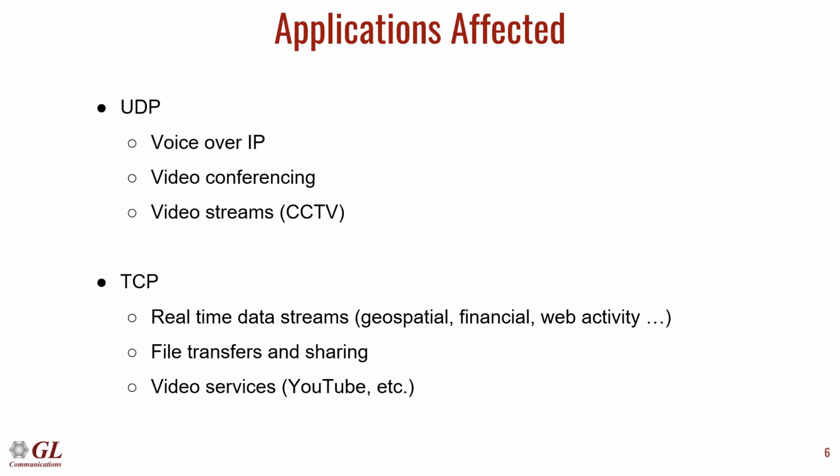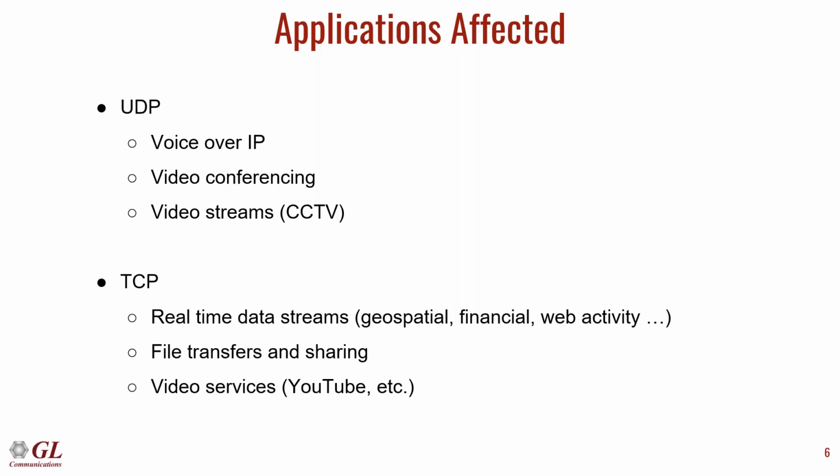Also, we know that TCP is used for file transfers and sharing. Like I said before, it's still affected by those types of errors and impairments. And video services like YouTube and so on, where it's a preloaded video, it's usually running over TCP, but again, it can be subject to impairments. So these are high-level UDP and TCP applications that can be affected on an Ethernet or IP network.